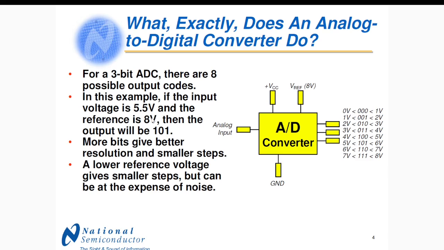Very simple, you just divide this voltage by 8, and you will see why we are getting 101. We are getting 101 because the voltage you will find will be between 5 and 6. Okay, so that's how the conversion works.